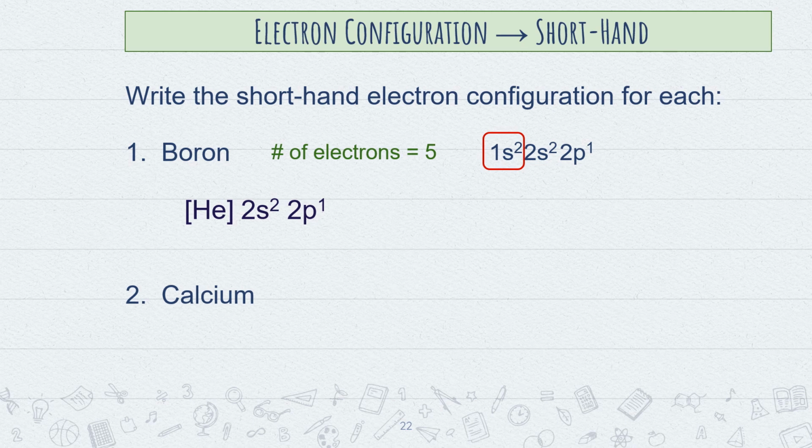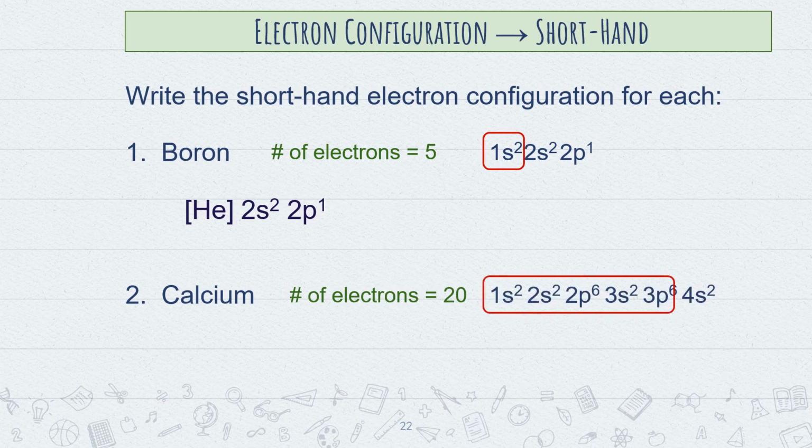For calcium, it has 20 electrons. So when I look at my periodic table, argon has 18 electrons, and that's the noble gas that comes right before. And so all of those highlighted electrons just make argon. I don't even actually need to write them out. I can just call it argon, and then all I need to do is fill in the fourth floor that hasn't been finished yet, 4s2.